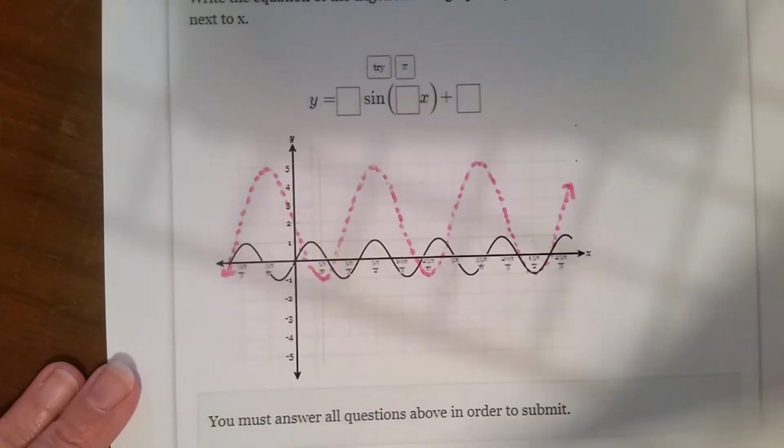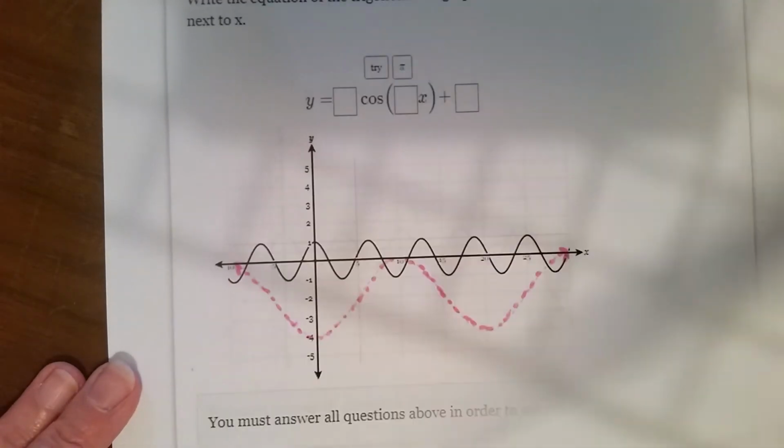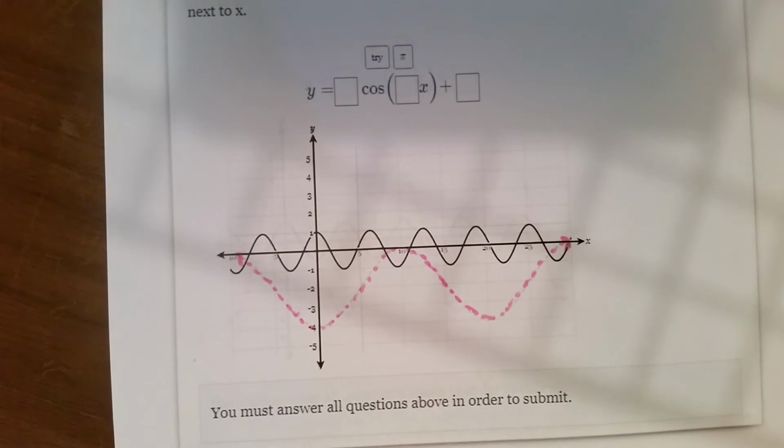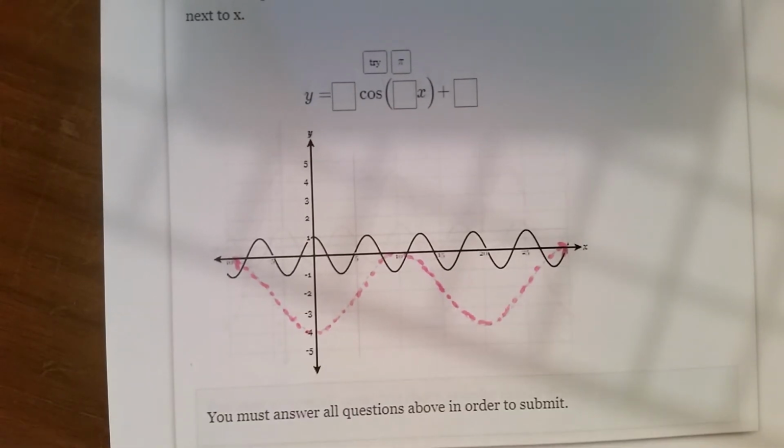Okay, next one. Well, now that's going to be similar. That's the sine curve. Okay, here's the one I want to go to. This one's different. I'll show you why.